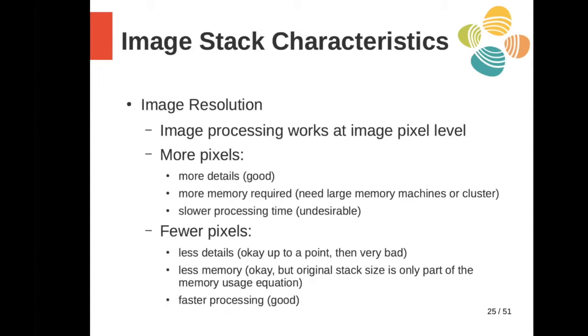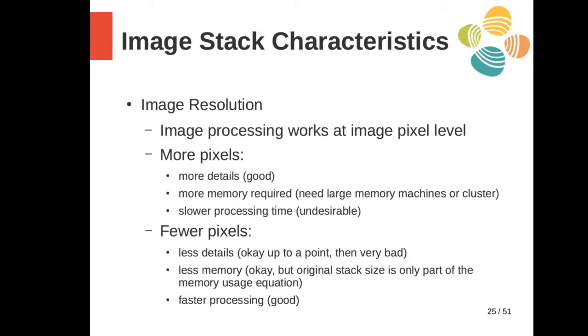What are some other characteristics of the image stack that are good or necessary or useful to know about? One of them is the resolution that we are at and how that affects our ability to process the segment. Typically, the image processing we're talking about here works on the image at the pixel level. Scientists will come in, and for them the physical size of things, how many nanometers, is important. But for us, that isn't as important when we segment things out. It's really at the pixel level.